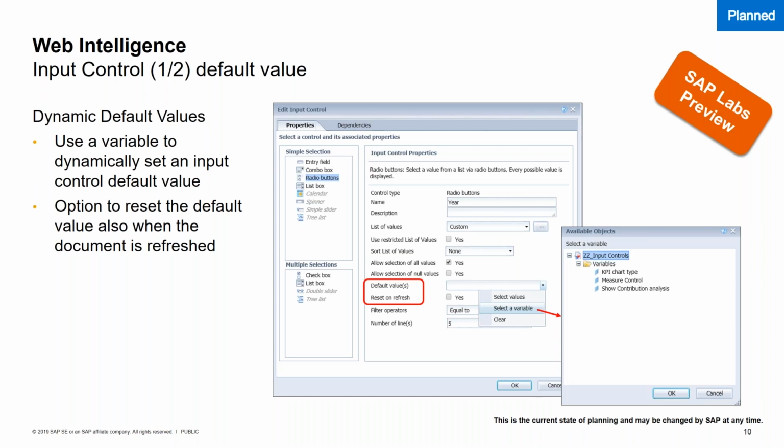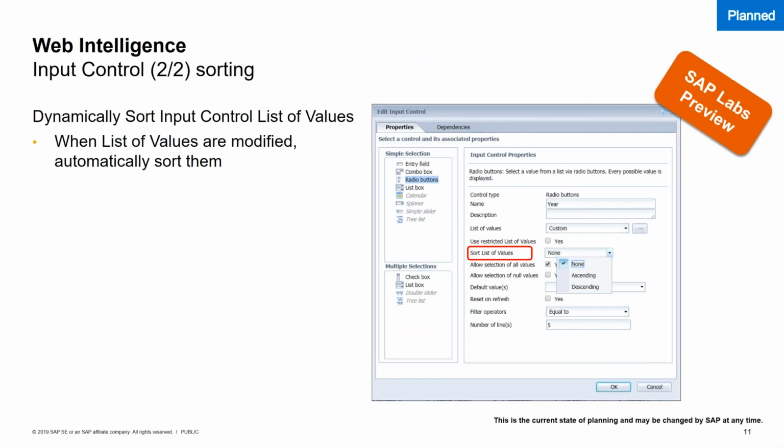Yes, if you check yes, it means that every time you open the document, if the refresh is activated, or if you have a refresh on open, for example, the default value would be reset with the new variable values that result from the document refresh. So that's the very first new behavior you're going to get into the input control, and there is another one. Here we go, the sorting.